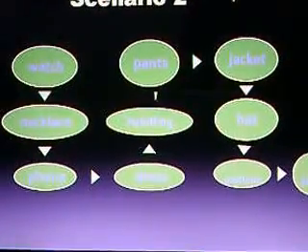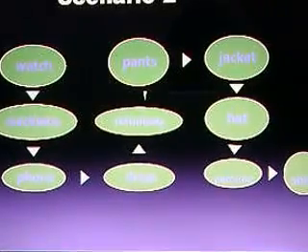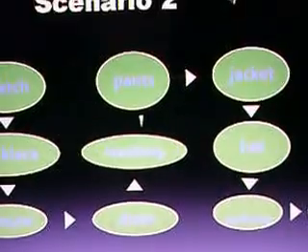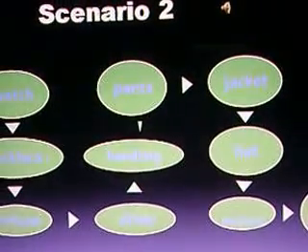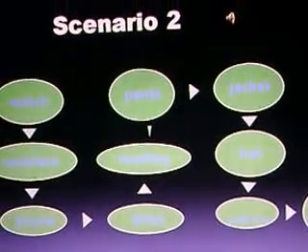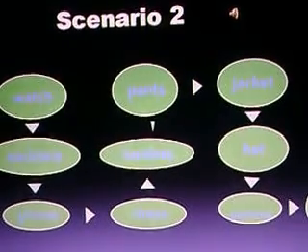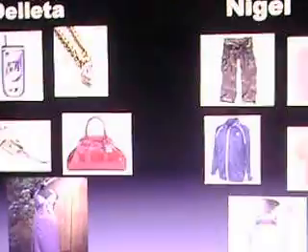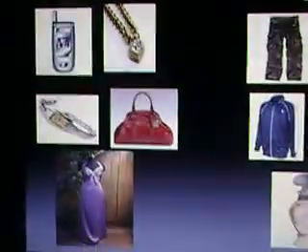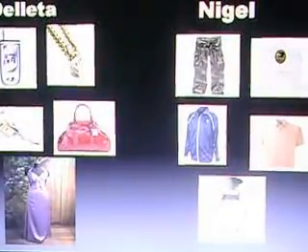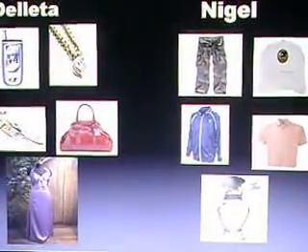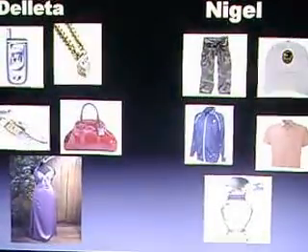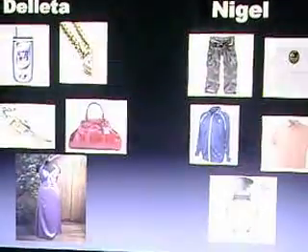Delita went to the mall on Friday. She bought a watch, a necklace, a phone, a dress, and a handbag. Nigel went on Saturday. He bought a pants, a jacket, a hat, a perfume, and a shirt. Now, these are the items that Delita and Nigel bought. They bought the same number of elements, but the elements are different. So, these sets are known as equivalent sets.